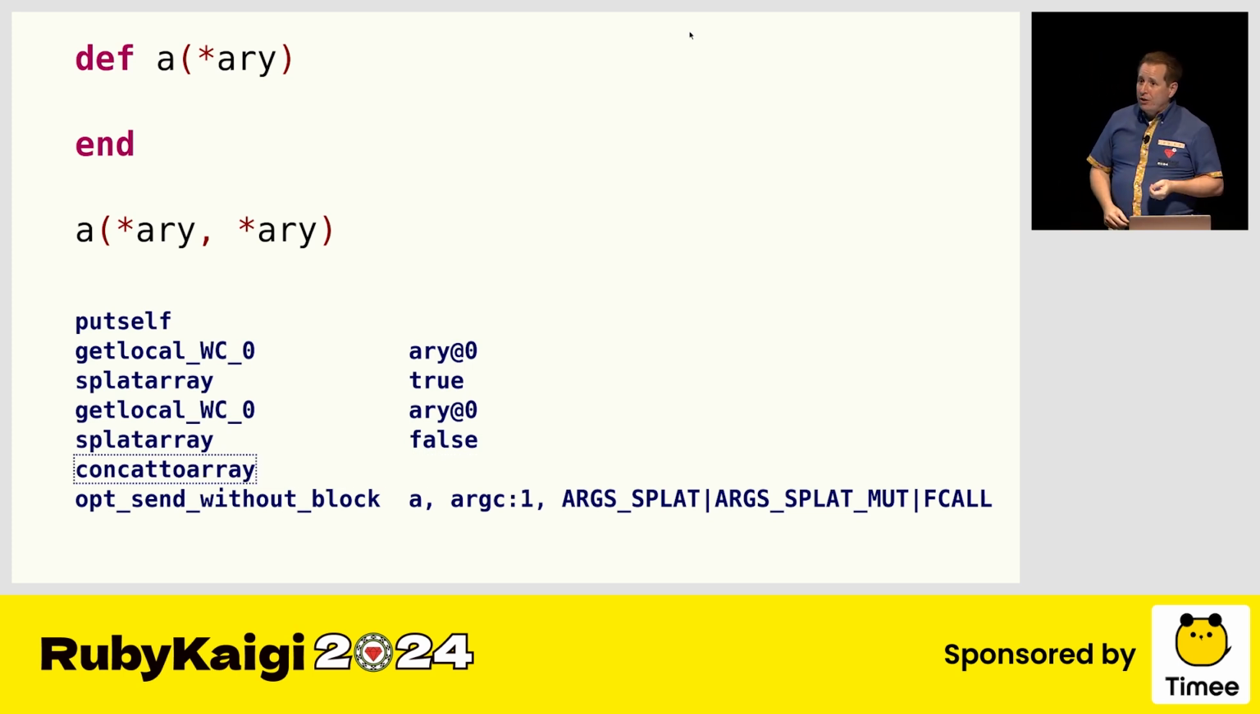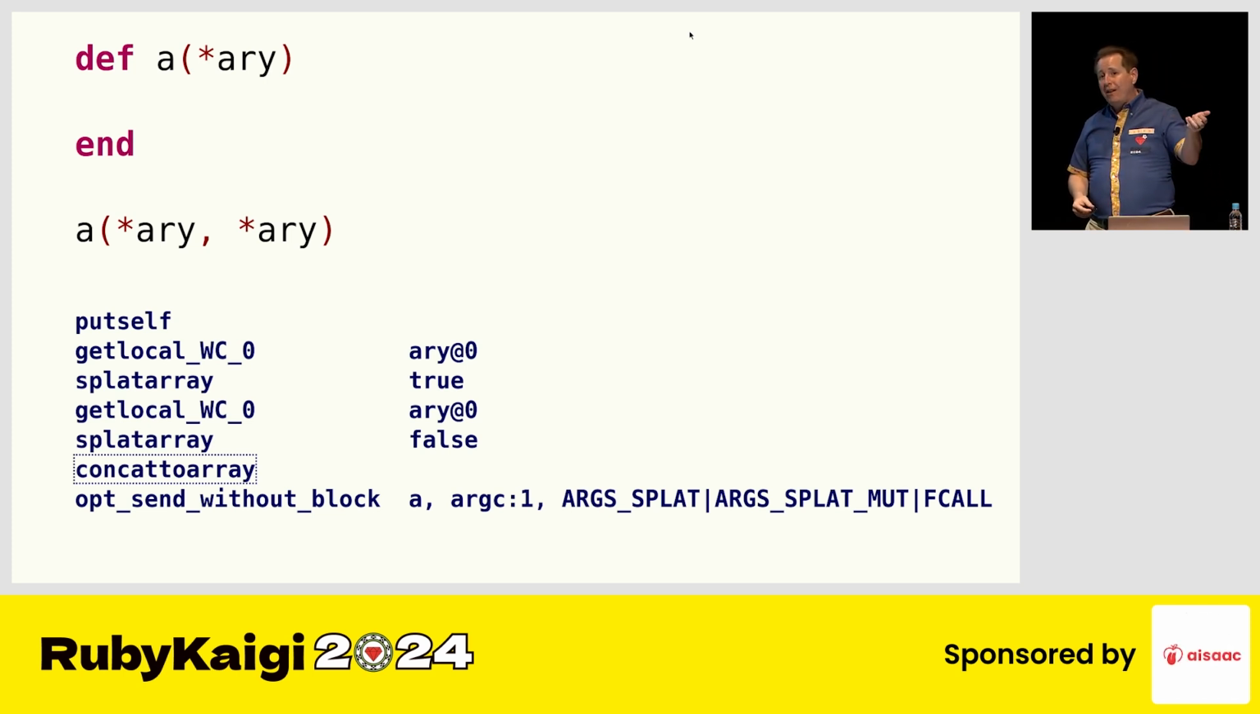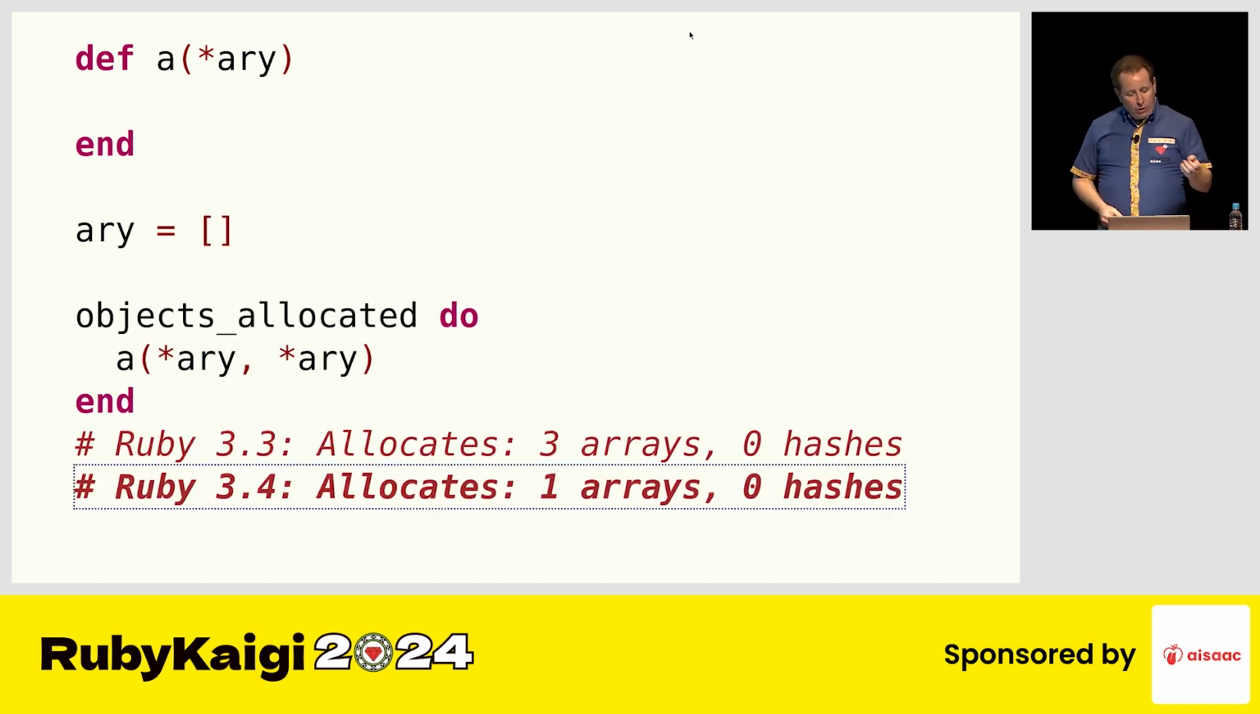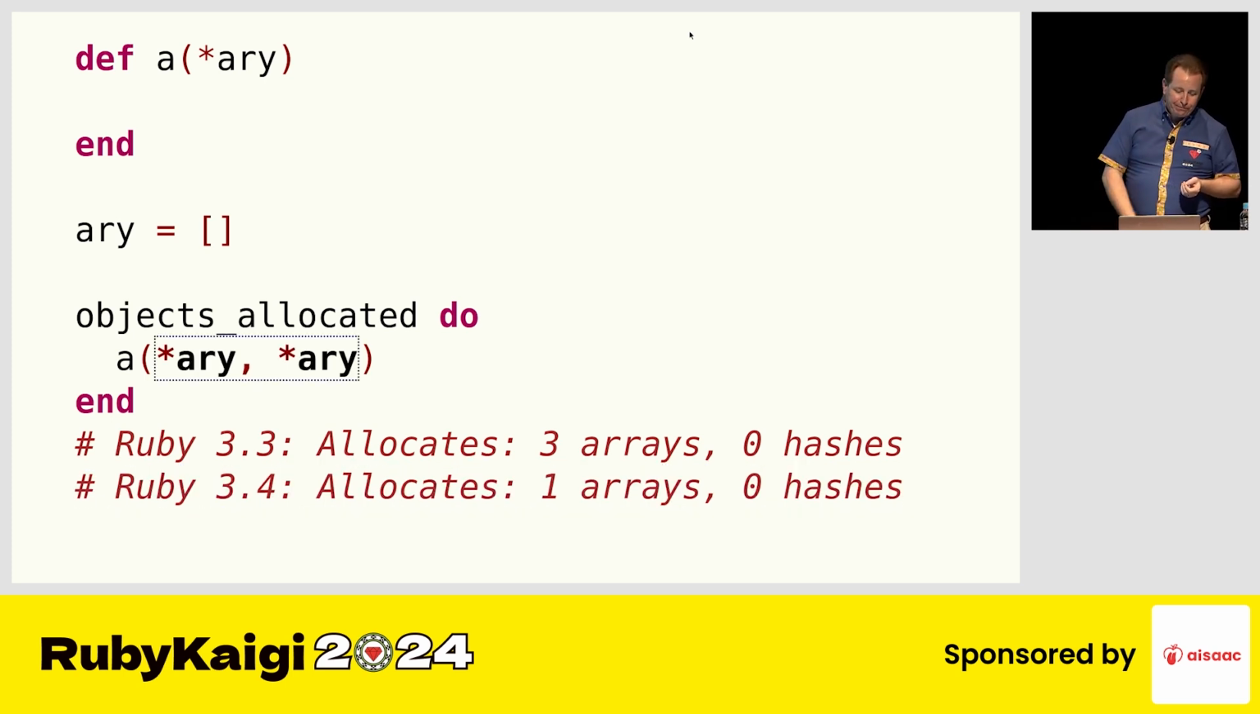Instead, I chose to add a new instruction named concat2array. And this instruction would be used when you are directly mutating an existing array when concatenating, and it could assume that the array being concatenated to is already an array, which saves an additional type check. So with those changes, the method call that used to allocate 3 arrays in Ruby 3.3 now only allocates a single array, which achieves our goal.